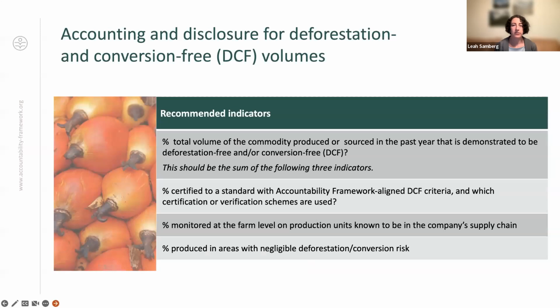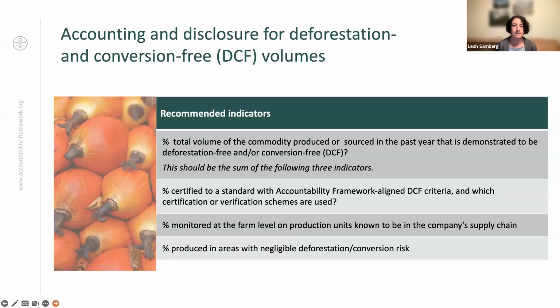We also provide recommendations in this new guidance on indicators for reporting on DCF volumes, indicating that the percentage of total production or sourcing that's DCF should be reported, as well as a breakdown of the different approaches taken to that DCF assessment, such as direct monitoring or certification. So companies can say, we are sourcing 80% of our volumes deforestation and conversion free, 50% of that occurs through certified material, 30% of that is assessed through direct monitoring of production units, for example.